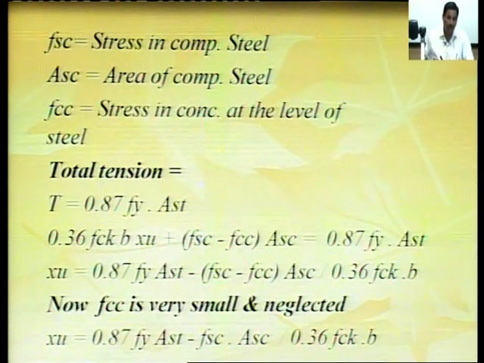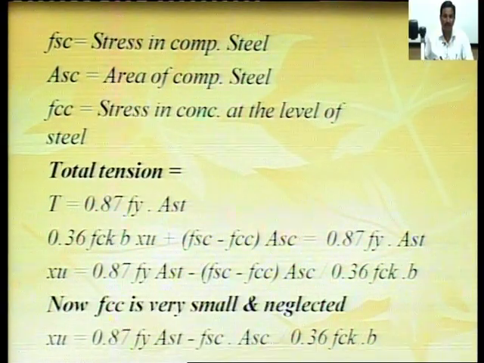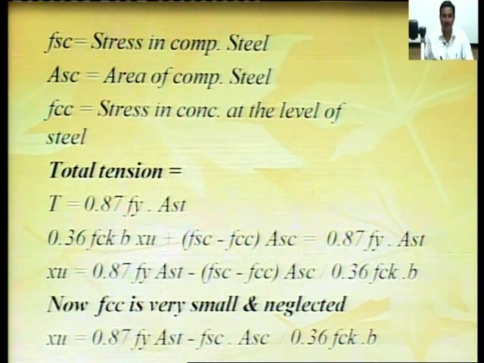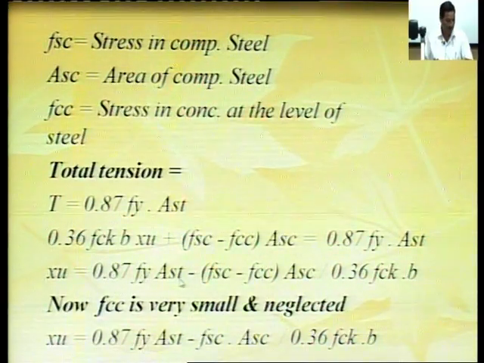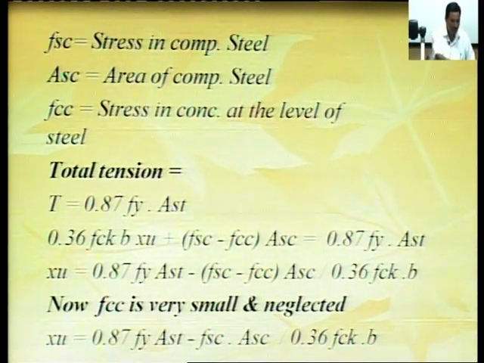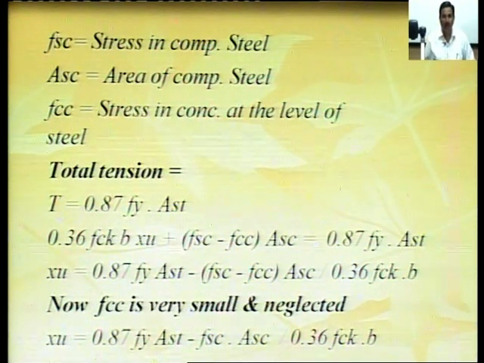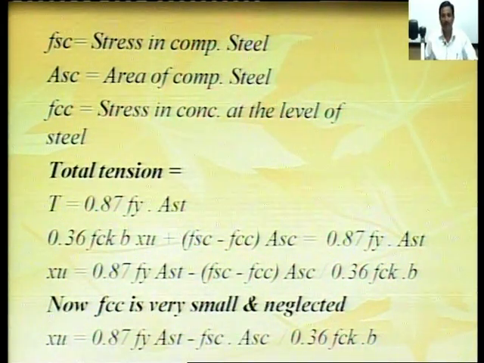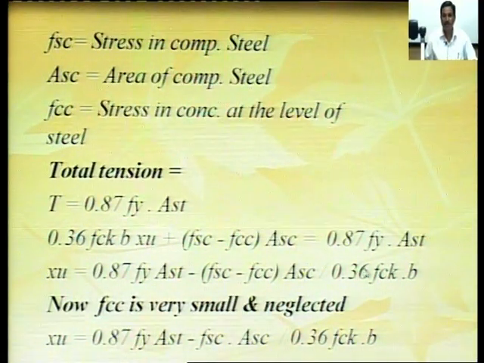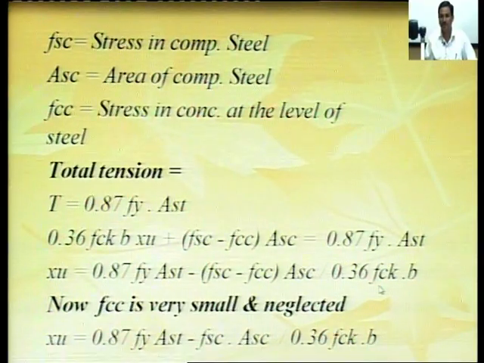This will come as xu equals 0.87 fy Ast minus fsc minus fcc into Asc, divided by 0.36 fck b, where xu is the depth of neutral axis, fy is the characteristic tensile strength of steel, Ast is the area of tensile reinforcement, fsc is the stress in compression steel, fcc is the stress in concrete at steel level, Asc is the area of compression steel, fck is the characteristic compressive strength of concrete, and b is the width of the beam.